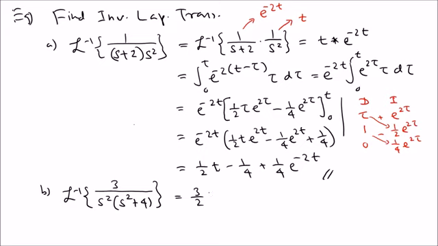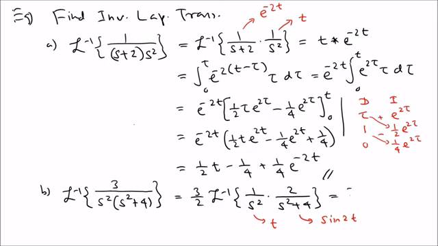So this is L inverse. We're going to arrange it: 3 times 1 over s squared times 2 over s squared plus 4. So we can write it like that. Now you can see this is t, and this is related to sine 2t. So we have the two functions. According to the theory, this simply becomes 3/2 times t convolved with sine 2t. So that's what you get. Now we need to find the simple convolution and you get the answer.